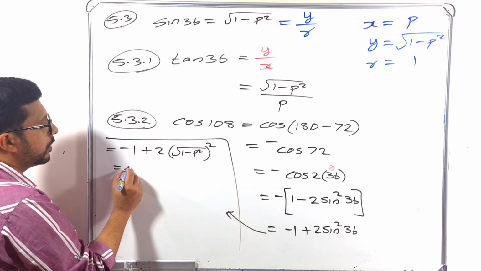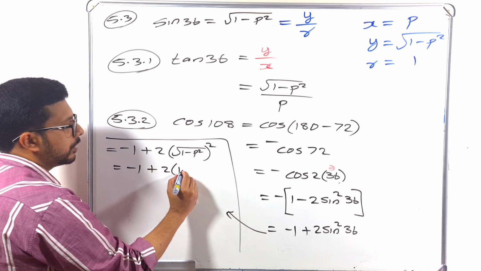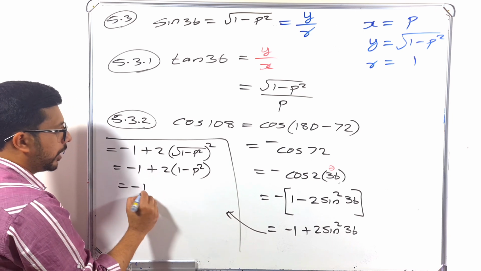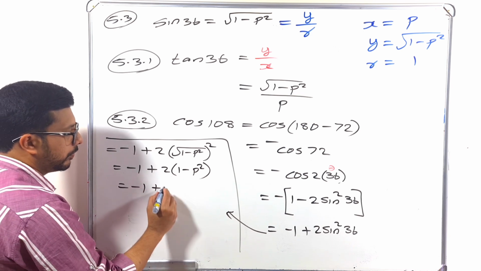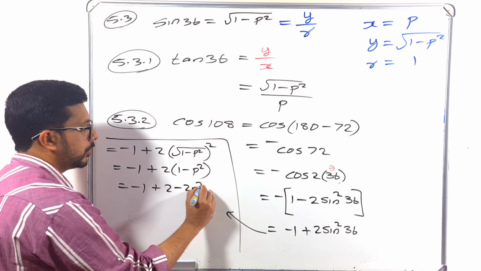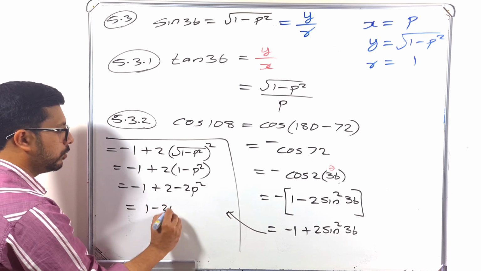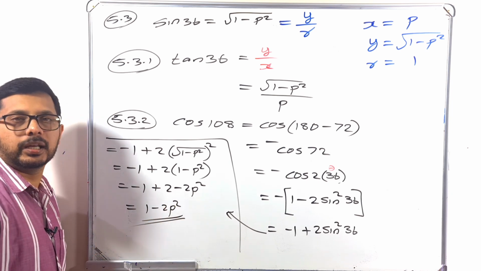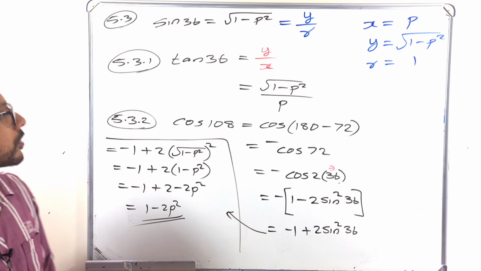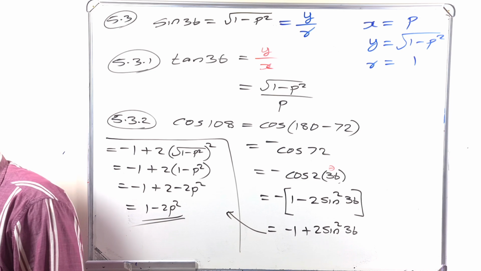So this is minus 1 plus 2 into, when you remove this square root, 1 minus p square. Now expand the bracket: 2 into 1 is 2, 2 into minus p square is minus 2 p square. So minus 1 plus 2 is 1, so 1 minus 2 p square, and that is the answer. So we got the answer in terms of p. That is question number 5.3.2. Now let's move to question number 6.